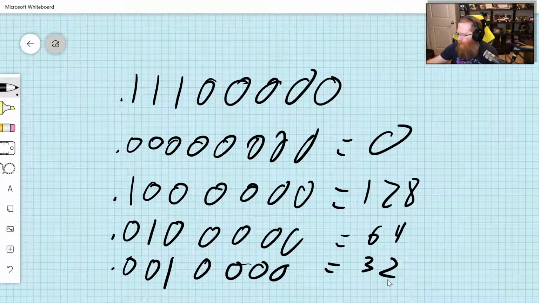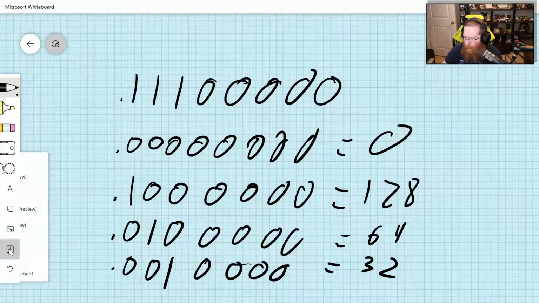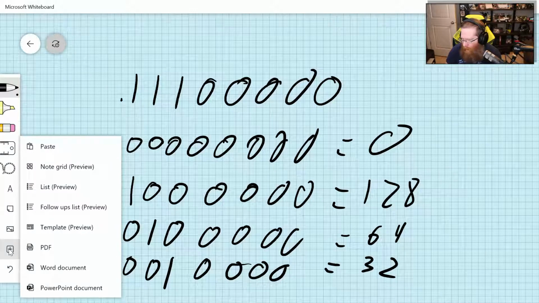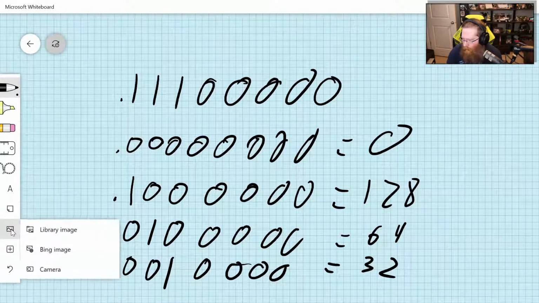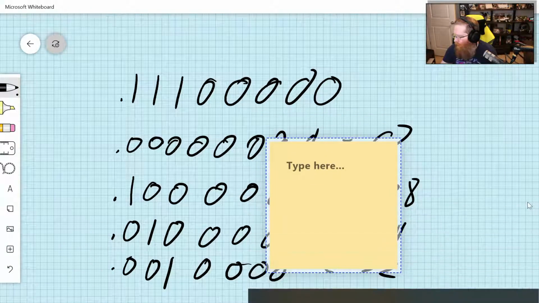Is there a way I can move this? Funny thing is, I know you can do it. I just don't remember how. List, grid view, no. Being image. Oh, I don't want to type.